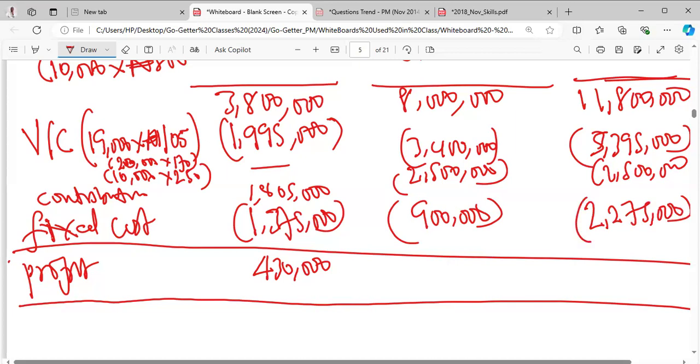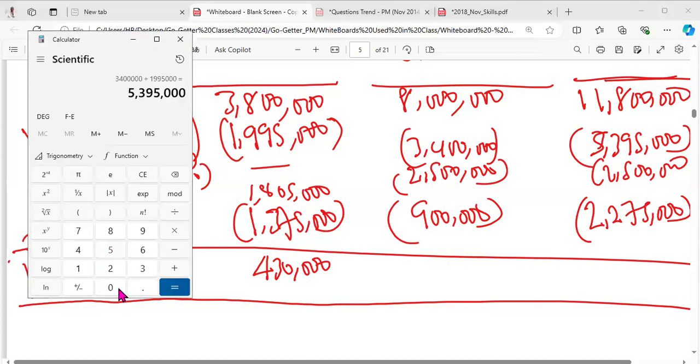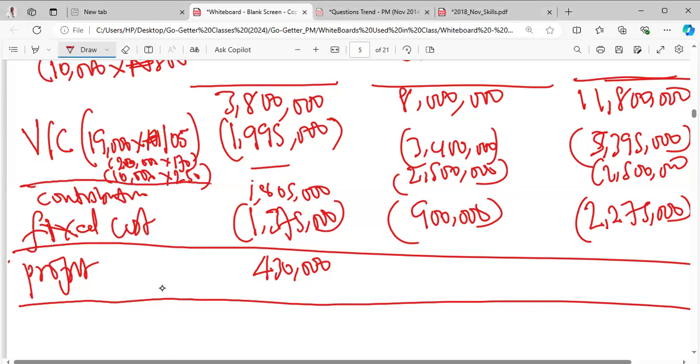So let's look at this second one here. 8 million minus 3,400,000 minus 2,500,000. That gives us a contribution of 2,100,000. So 2,100,000 as we got before.